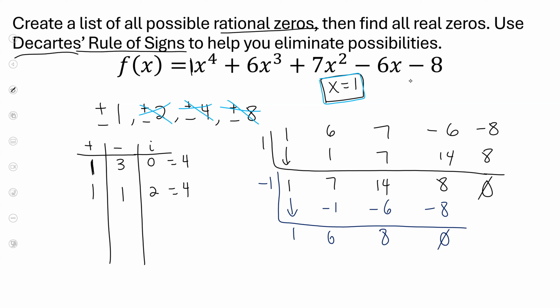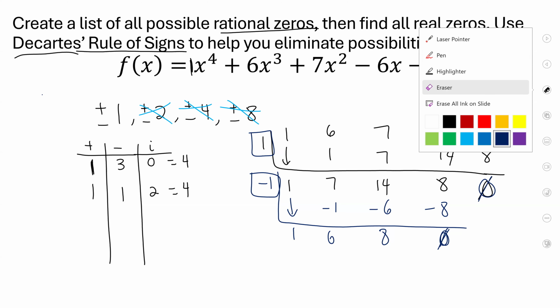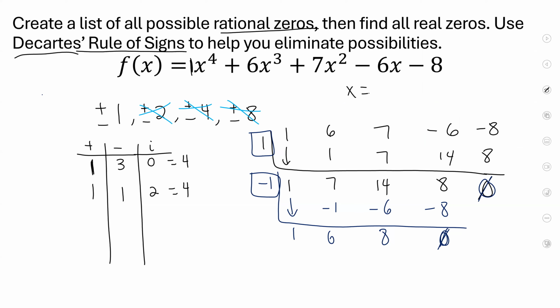Okay, you can keep testing more answers. I know that this is an answer, and I know this is an answer because I got 0 from my remainder. That's how I know those are zeros. So I'm going to extend this. I know 1 and -1 are 2 of my solutions. I still need to find some more. I need to find 4 total since this is a degree 4.